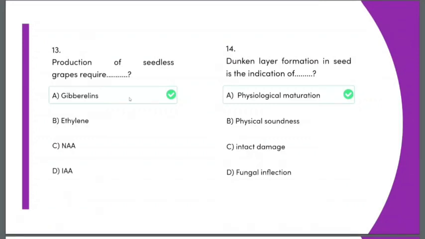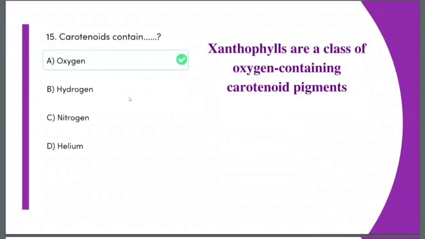Production of seedless grapes requires gibberellin hormone. 14th, Duncan layer formation in seed is the indication of physiological maturation. 15th question is: carotenoid contain oxygen. Xanthophylls are also a type of carotenoid.